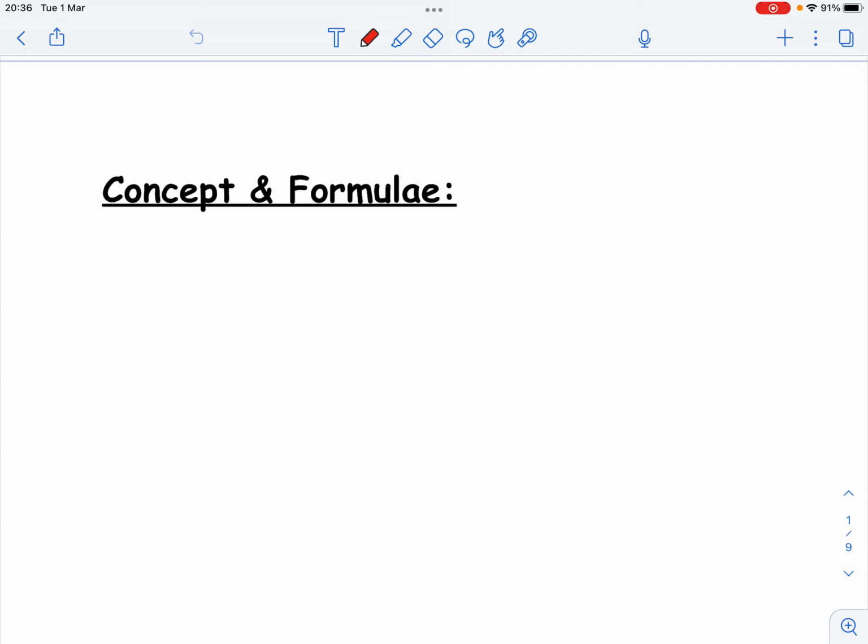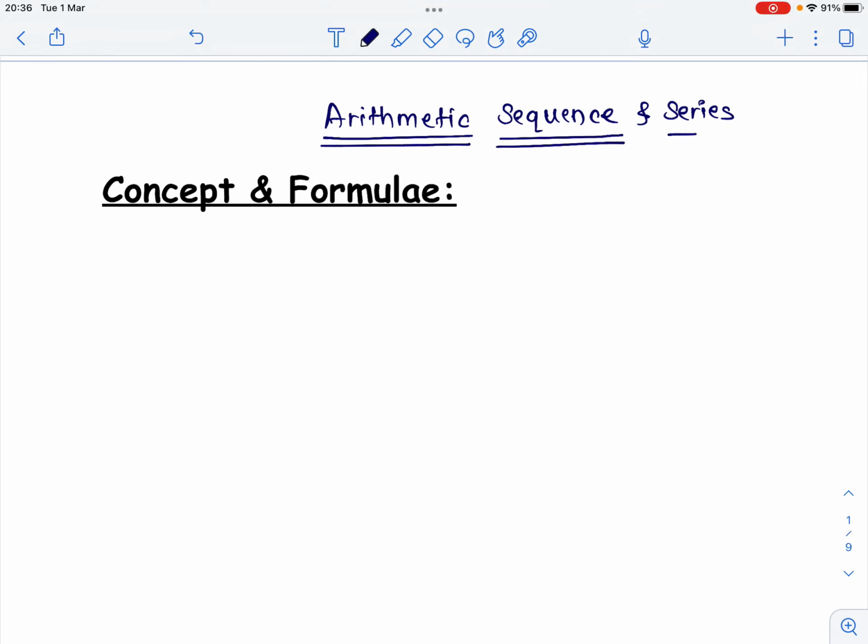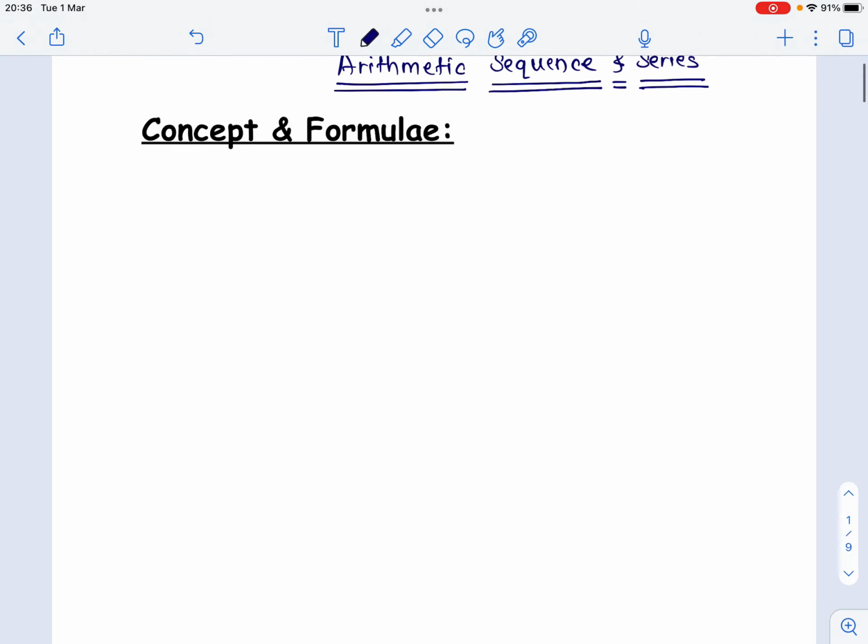Okay, for day one, I'm starting with the topic arithmetic sequence and series. What is an arithmetic sequence? Every next consecutive term comes with a constant difference. That is called an arithmetic sequence.